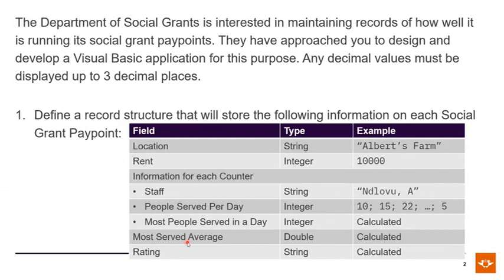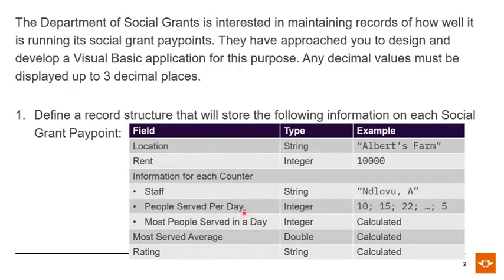But inside this pay point record structure, you can see that in addition to the location, rent, and then the information for each counter and the most served average and rating, there is a separate record structure from here with these 3 bullet points, because it is the information for each counter. So there will be a second record structure called counter. So it is a counter at the pay point which must have the following information: staff manning that counter, the people served per day at that counter, and the most people served in a day.